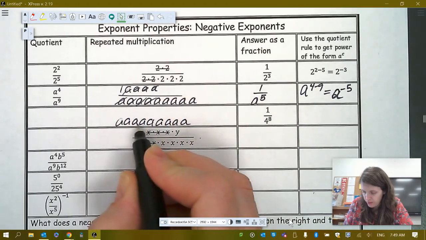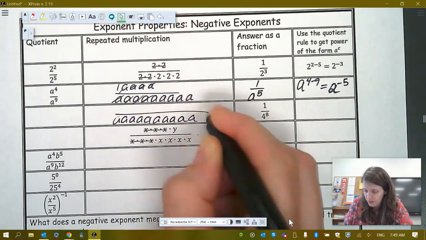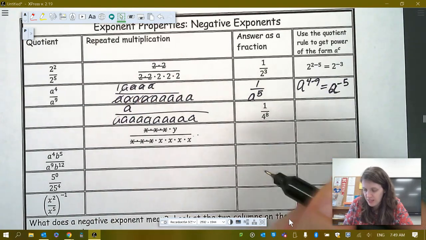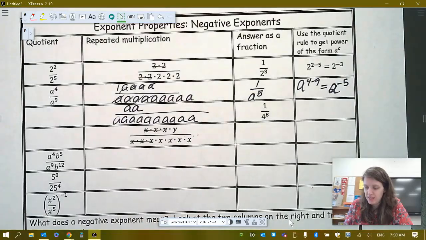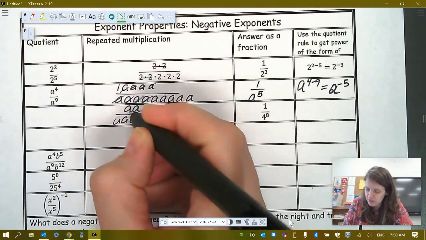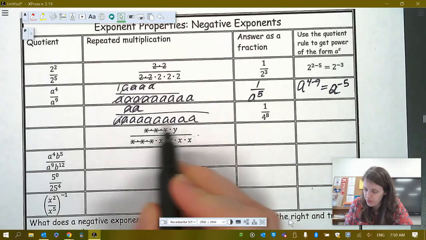1, 2, 3, 4, 5, 10 on bottom. Well, how did I get to 8? How many did I have to cancel in order to get to 8? Well, clearly I need 2 of these to cancel out so that I'm left with 8.